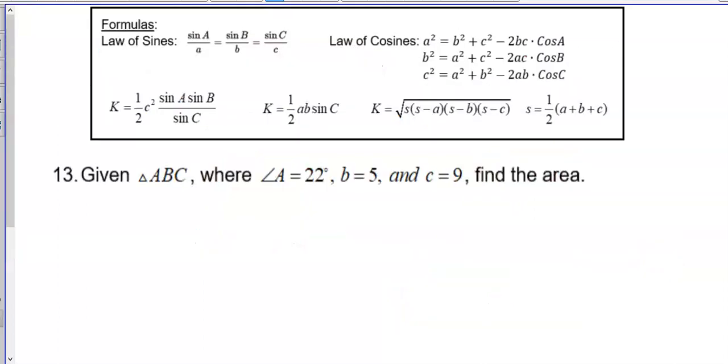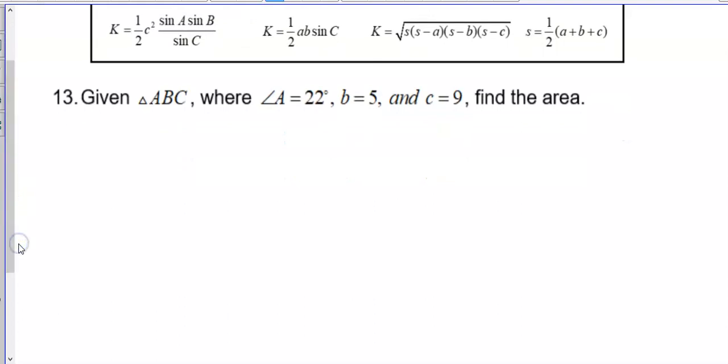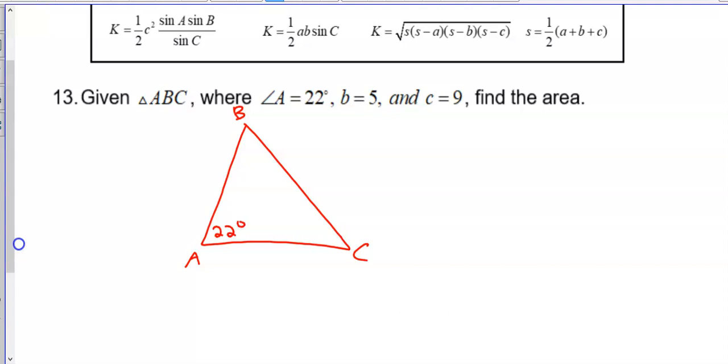And then the last area problem, this is probably the easiest question on this whole entire review. Save the easiest for last, that's kind of nice. So your A is 22 degrees, little b is 5, and little c is 9. So that's what I was saying earlier if you were watching the whole video. If you can get side angle side, this formula is super easy, okay?